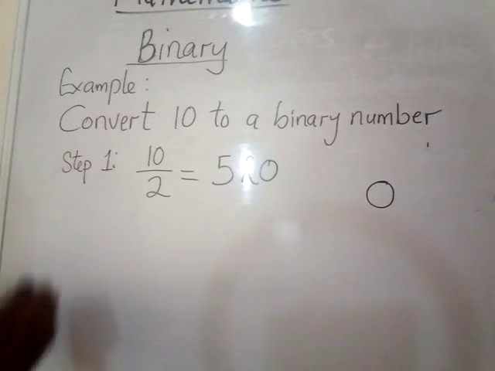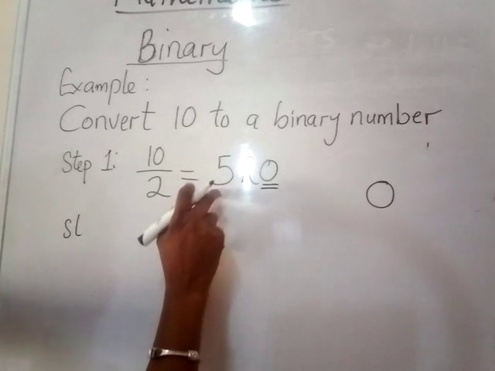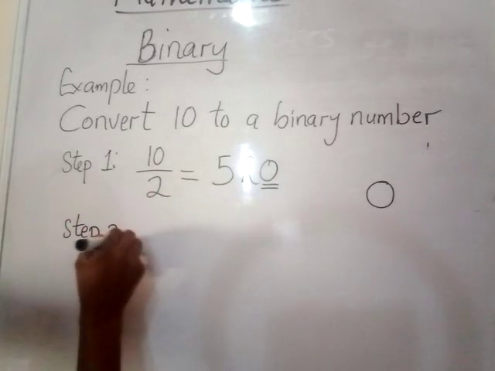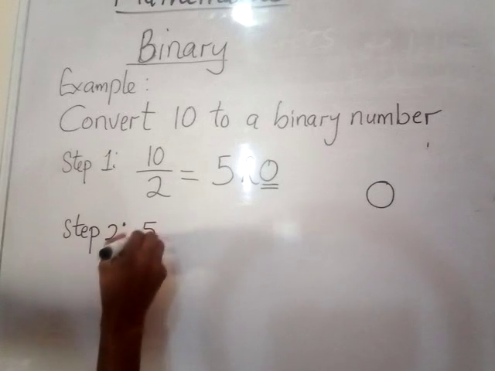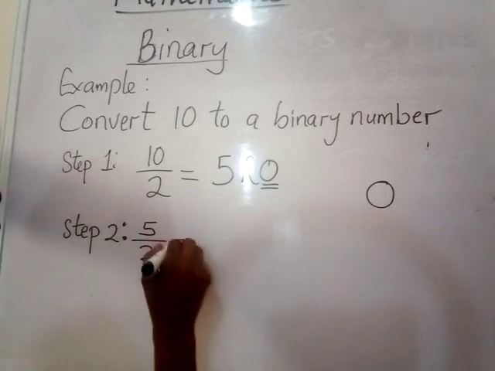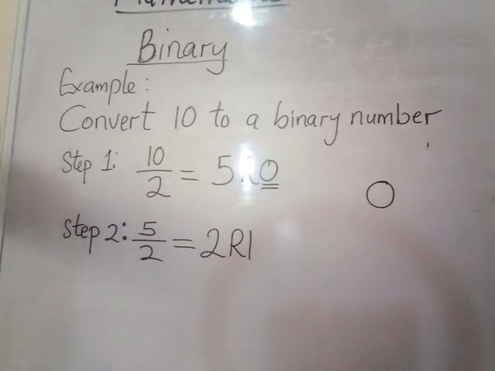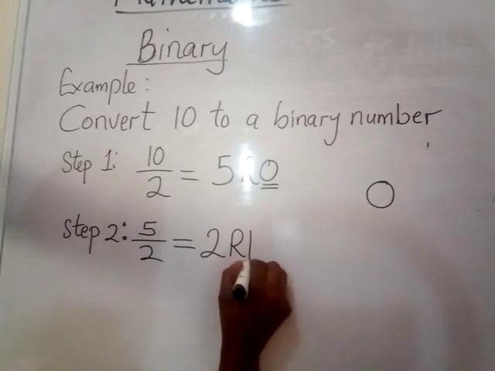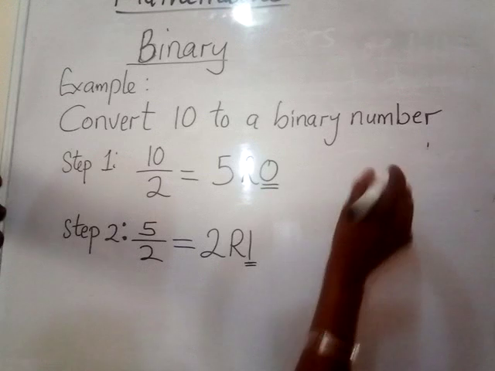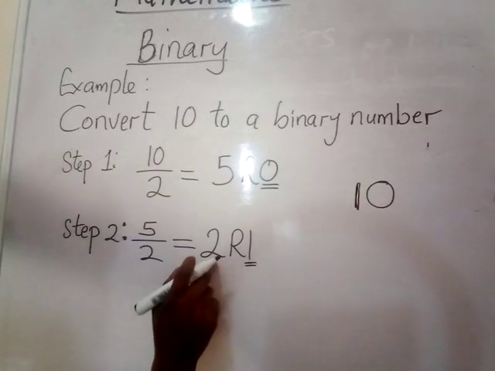Right? So step 2, this is the 0 we have written down. Now we continue to work with the main answer here, which is 5. So we go to step 2, which is 5 divided by 2. That gives us 2, remainder 1. So the 1, which is the remainder here, goes behind the 0. Write it to the left of that digit 0. And you continue working with the main answer, which is 2.